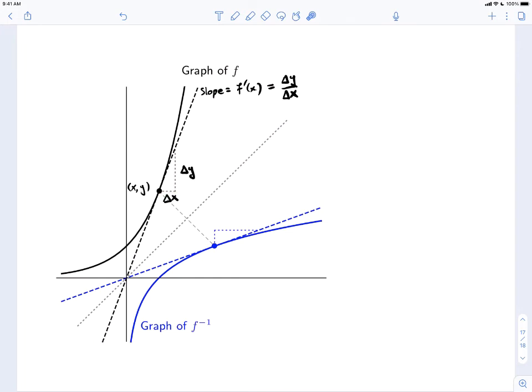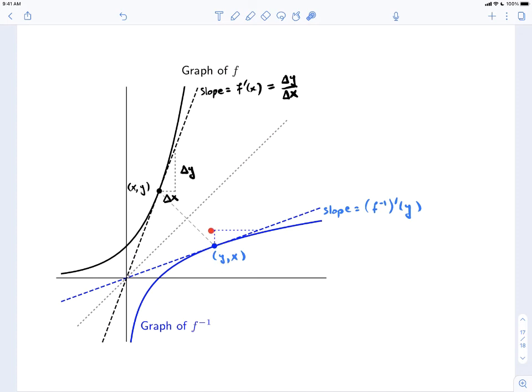Well, if you're reflecting this picture through y equals x, then what happens to everything over here? Well, the graph of f becomes the graph of f inverse, which you see here. The point x comma y becomes the point with coordinates y comma x. And the tangent line, which has slope f prime of x, becomes this tangent line, which has slope f inverse prime, and remember this is at y. This is at y because our input value is y.